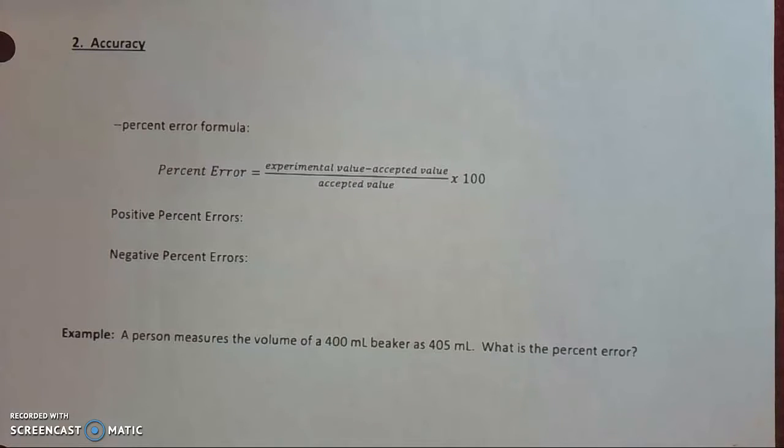Hello, this is Unit 2 Measurement, Lesson 3, Video 1. In this video, we're going to look at the definitions of accuracy and precision. And for accuracy, we're going to look at a way that we can calculate how accurate a measurement is.